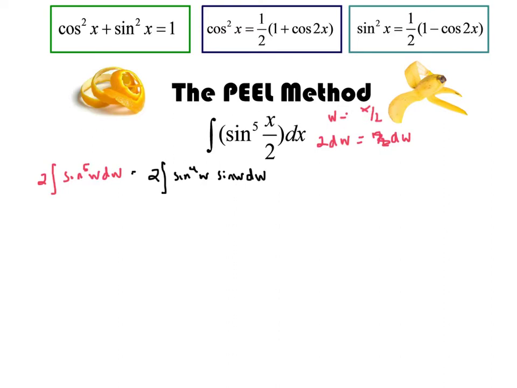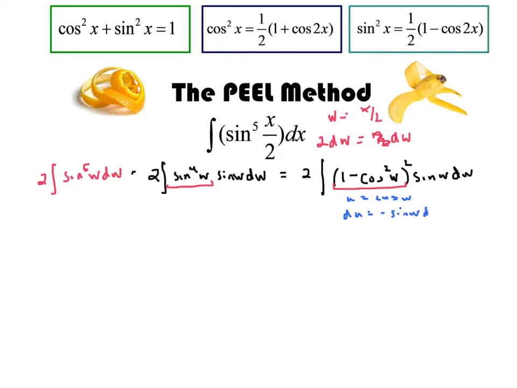So I'm going to replace this sine to the fourth. Okay, let me do that right over here. So instead of sine to the fourth, I'm going to have 1 minus cosine squared. Okay, so you see I just replaced that sine to the fourth with 1 minus cosine squared. Well, now let me do my substitution. U is equal to cosine of w, so du is equal to negative sine of w dw. Well, I just changed the sign like that.